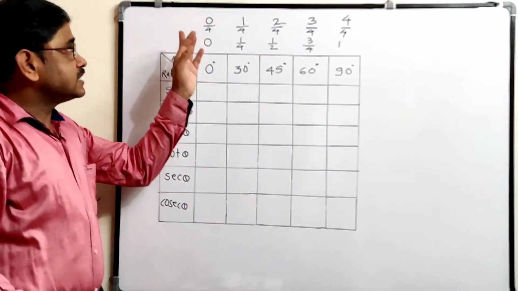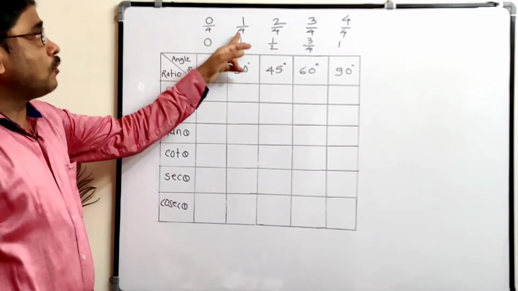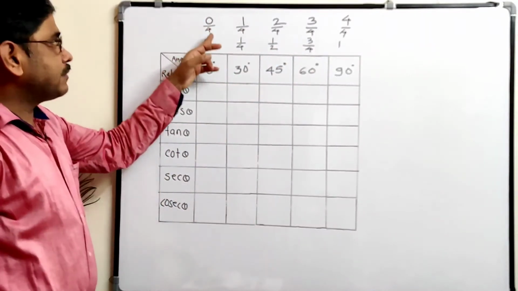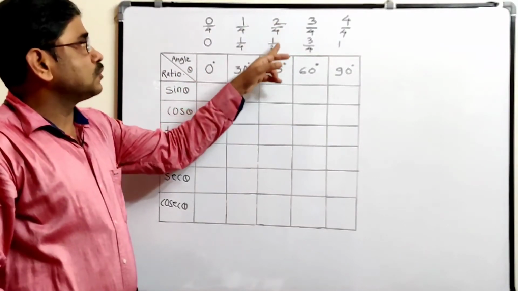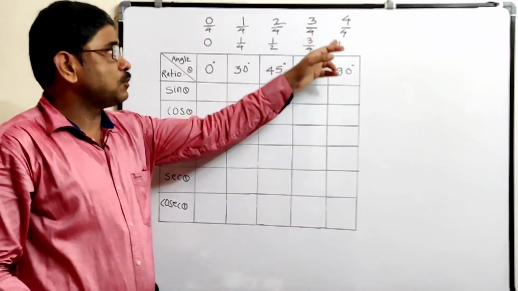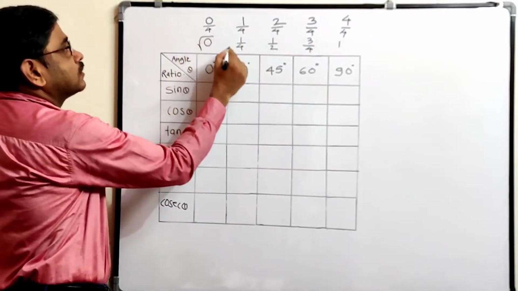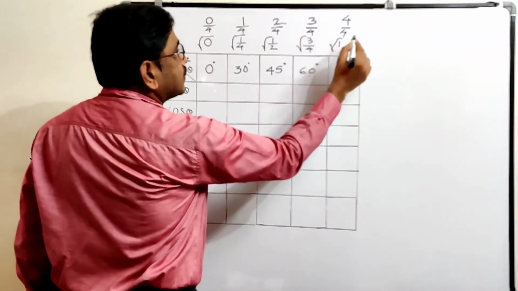So first write 0, 1, 2, 3, 4. Next step, divide by 4. 0 divided by 4 is 0, 1 upon 4 as it is, 2 by 4 is 1 upon 2, 3 by 4 as it is, 4 by 4 is 1. Now find the square roots of each one: root of this one, root of this one, root of this one, root of this one and this one.